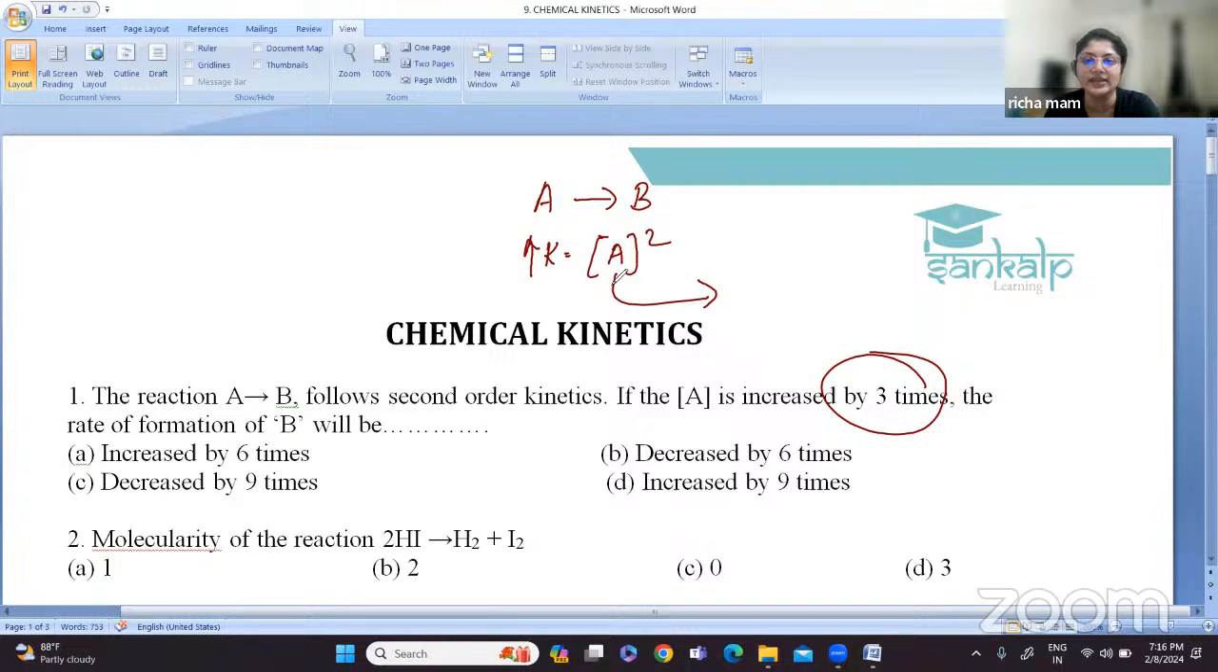The rate of reaction increases by a factor. A is 3, so 3 squared is 9. Since the rate of conversion of A is equal to the rate of formation of B, it will be increased by 9 times. So it is option number D. Is it clear, students?